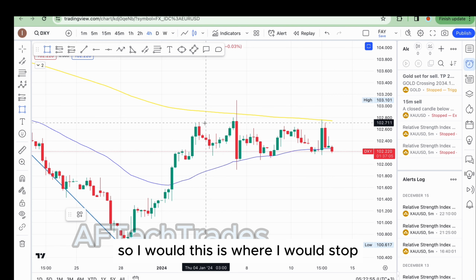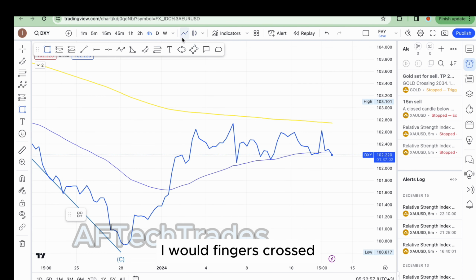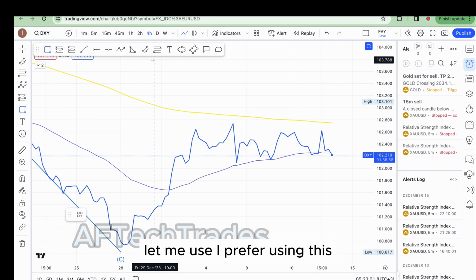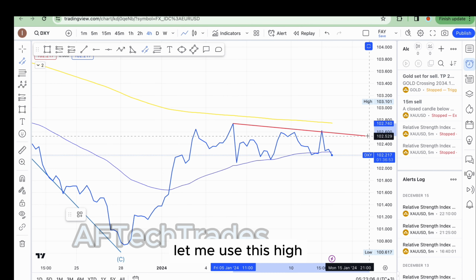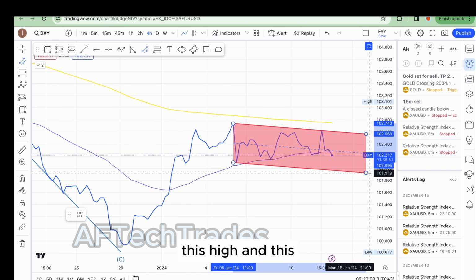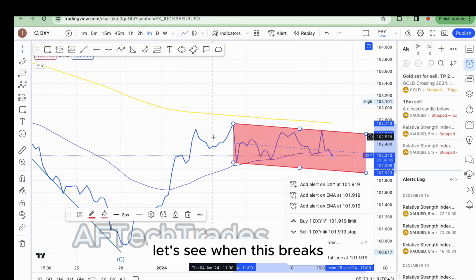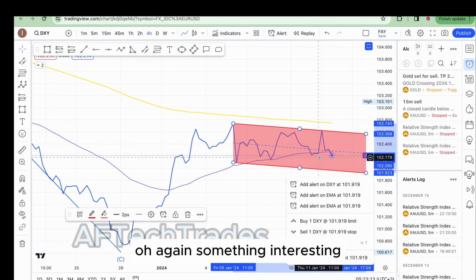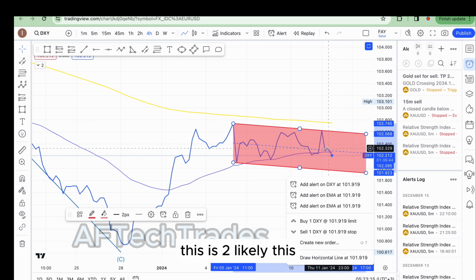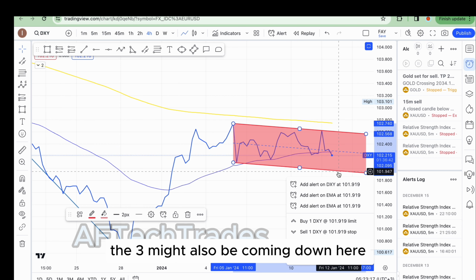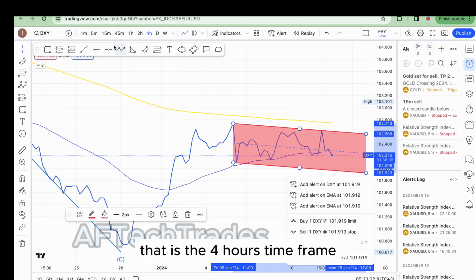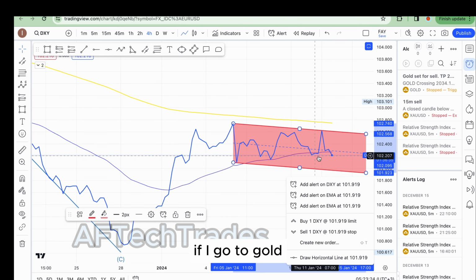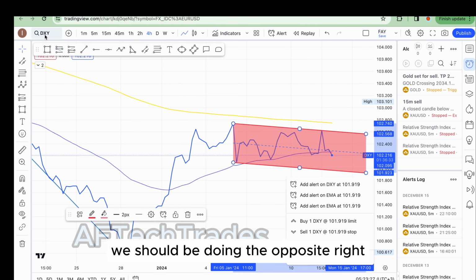So this is where I would stop. Fingers crossed, I want to see what happened. Let me use, I prefer using this, let me use this high and this. Let's see when this breaks. Oh, again, something interesting. You see 1, this is 2, likely the 3 might also be coming down here, which means in the short run, that is the 4 hours time frame, if I go to gold, we should be seeing the opposite, right?